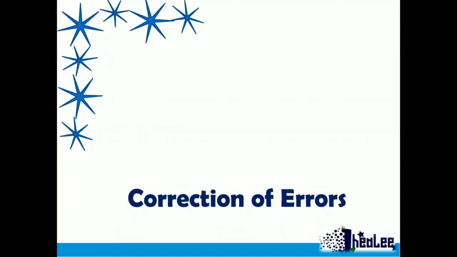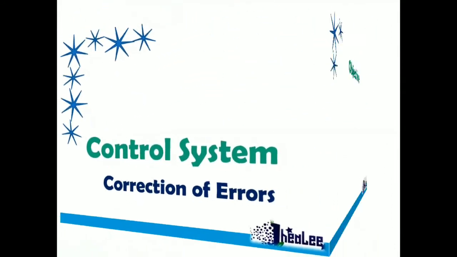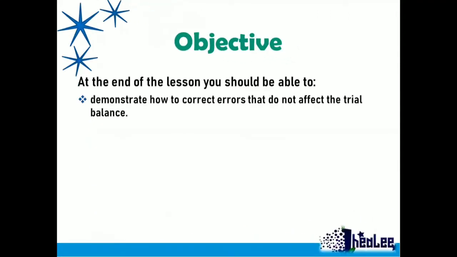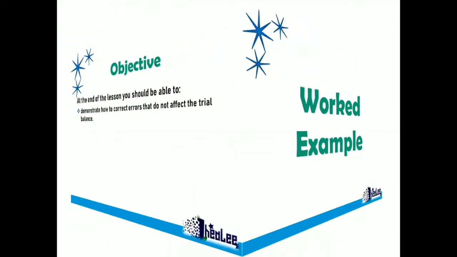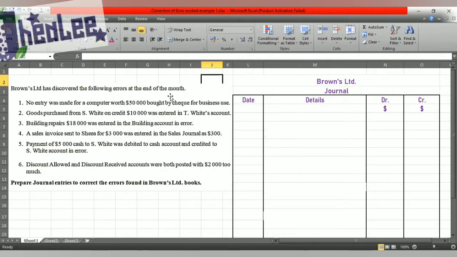Let us continue to look at the concept of the correction of errors, which is a part of the control system. At the end of the lesson, you should be able to demonstrate how to correct errors that do not affect the trial balance. And we'll be looking at a worked example. The question reads, Browns Limited has discovered the following errors at the end of the month. You're required to prepare journal entries to correct the errors found in Browns Limited's books. And we're going to look at the first one.